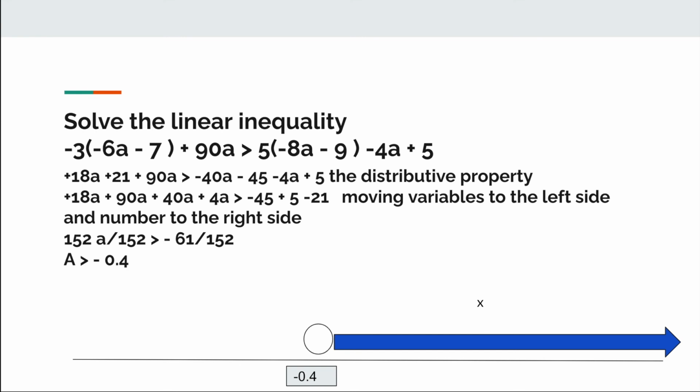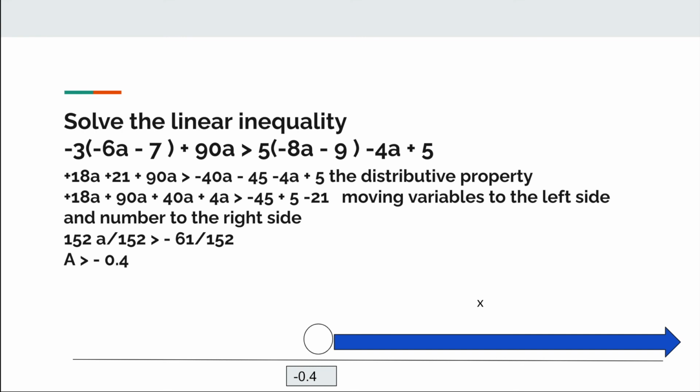If it was greater than or equal, less than or equal, I would change the situation of the circle. It would be colored. That means I included this number with my solutions. Now I have only greater than, not greater or equal, so it's empty. That means negative 0.4 is not included in the solution. I don't want it.